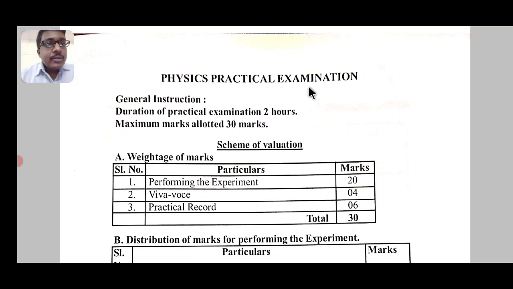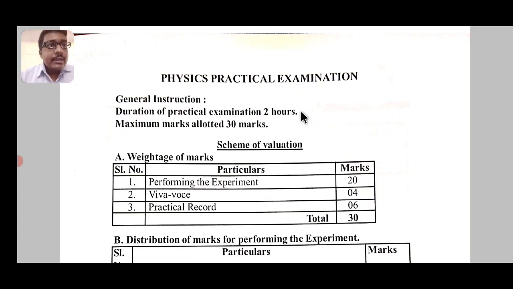So today I am going to tell you how to face the practical examination in physics. Since you have all been doing the practicals from the beginning of this year, so especially for second year students, you will be having experiments regarding circuit diagrams as well as ray diagrams. So circuital experiments as well as optical experiments, these are the main part of your practical syllabus.